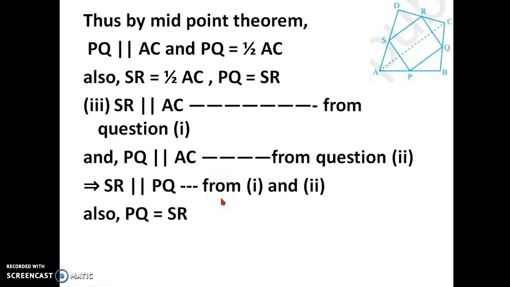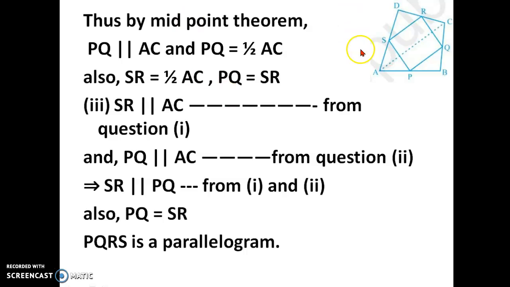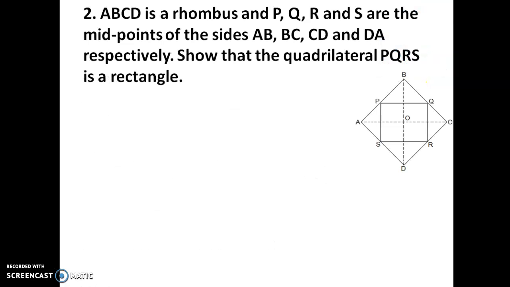Also PQ is equal to SR. So we have PQ equal to SR and they are parallel. What it means is that its opposite sides are equal and parallel, so PQRS is a parallelogram. These two opposite sides are parallel and equal in length, so it is a parallelogram. Hence it is proved.